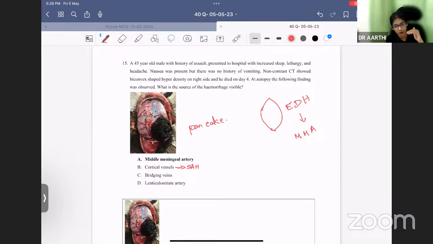Bridging veins are cortical vessels going to the sinuses, right? And they go through the subdural space. In the subdural space, due to acceleration, deceleration trauma, they rupture and produce subdural hemorrhage. Lenticulostriate, intraparenchymal hemorrhage. Into the brain, the parenchyma bleeds, right? In a hypertensive patient, the lenticulostriate will be the most common one that ruptures and it bleeds into the brain parenchyma.